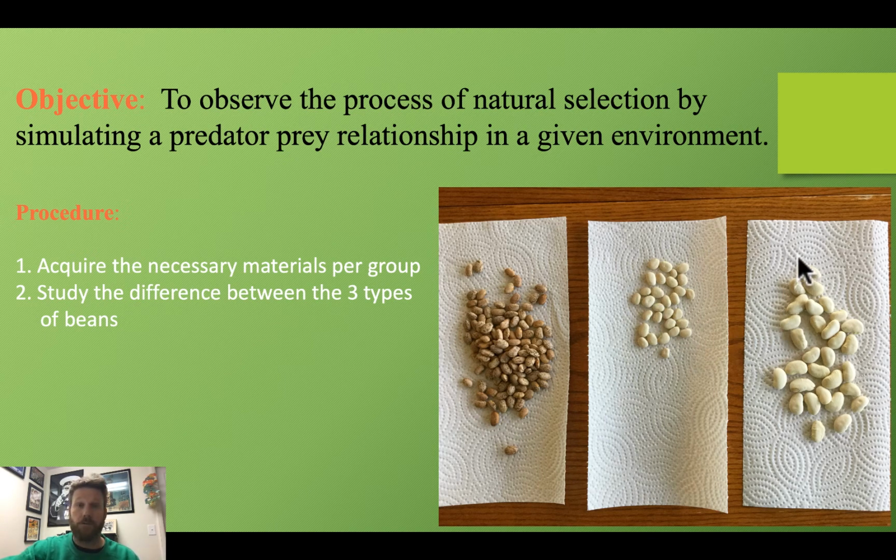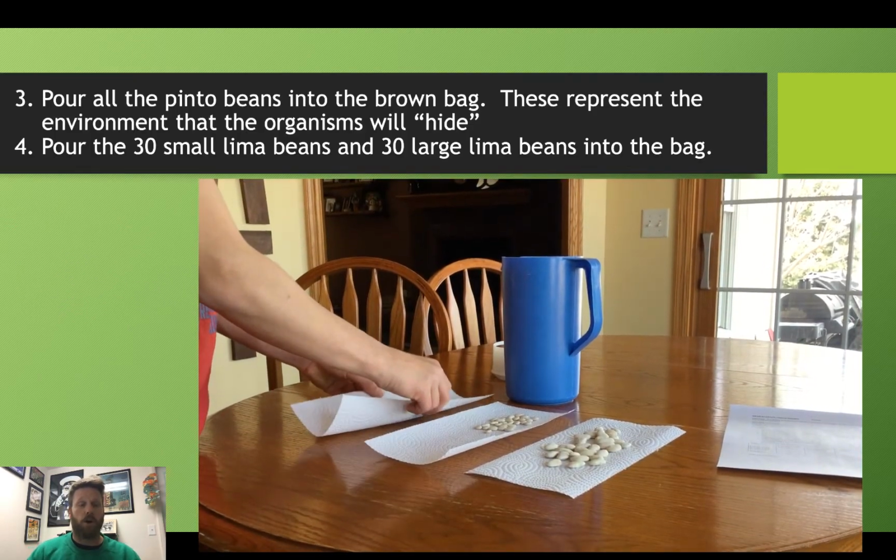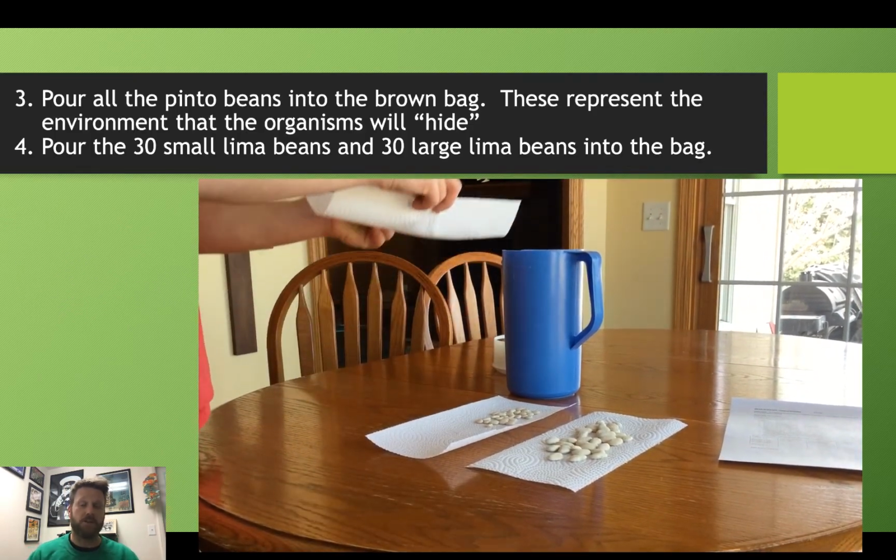So there are different sized lima beans. There are large lima beans and there are small lima beans. We are also going to use some pinto beans as our habitat or our environment. You'll see the pinto beans are very noticeable. They are tannish colored and speckled, while the lima beans are pretty much white, but you can tell them apart by their size. So what we're going to do is pour all the pinto beans into our container.